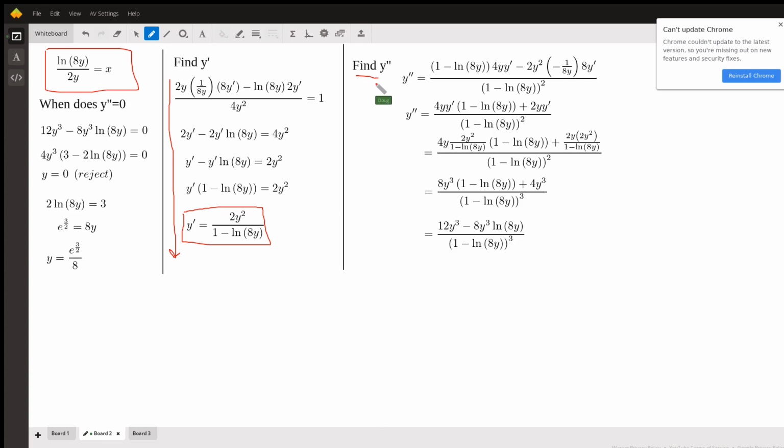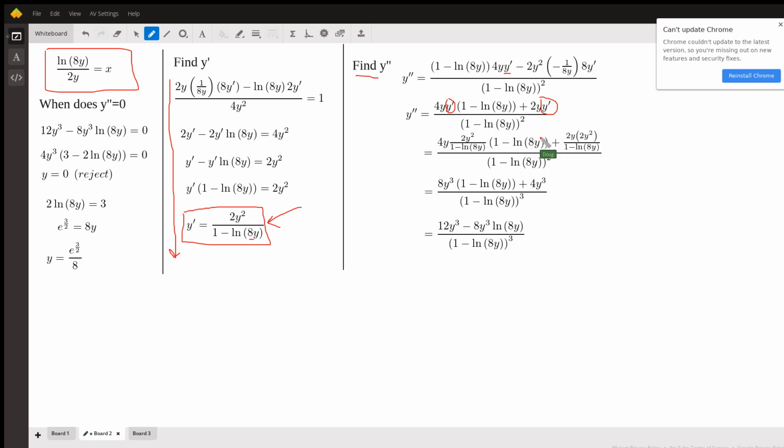To find y double prime, I'm going to take the derivative of y prime. Again, using the quotient rule. So denominator times the derivative of the numerator minus the numerator times the derivative of the denominator, which is going to be minus 1 over 8y times the derivative of the inside, chain rule, 8y prime. That simplifies like this. Then the key is I replace this y prime with this expression right here and simplify.